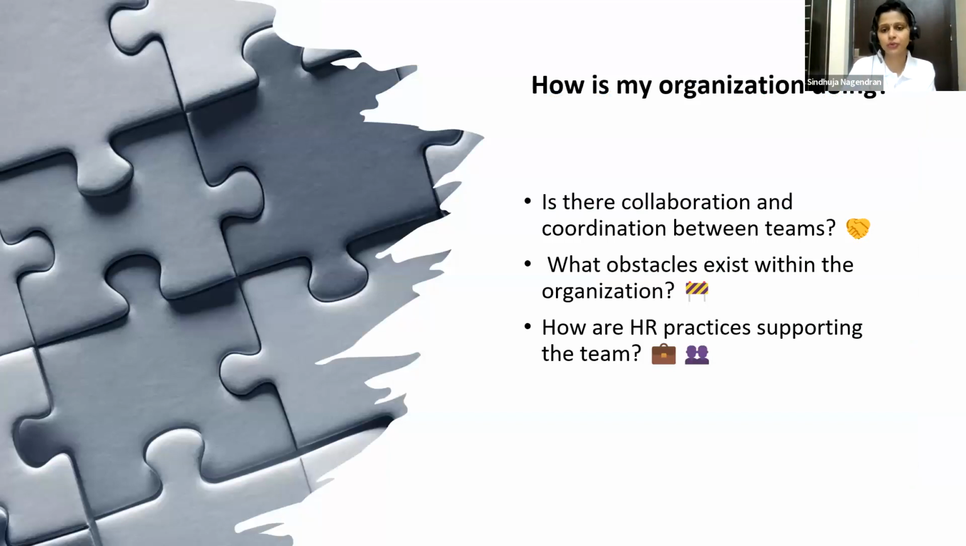How is my organization doing? It's not like a Scrum Master is just working or helping only the product owner or the team. Along with that we need to support our organization as well. Is the collaboration and coordination between teams happening properly? What are the obstacles in my organization, and what level of agility is my organization trying to achieve? How are HR practices supporting the team, or where can we implement agile practices which may add value to the business, or in what way can I support my organization? These are a few things a Scrum Master can consider in every sprint.